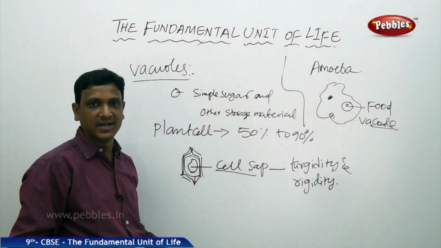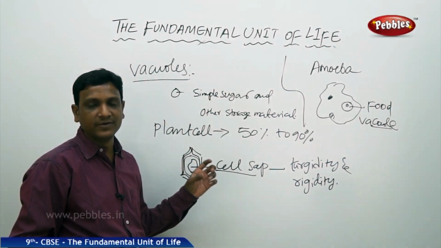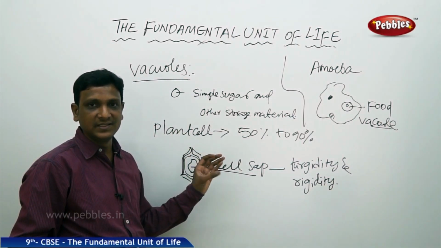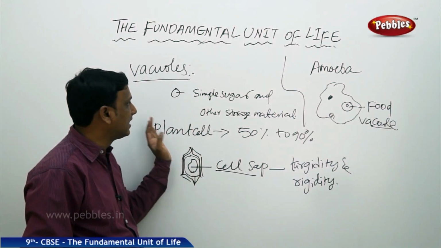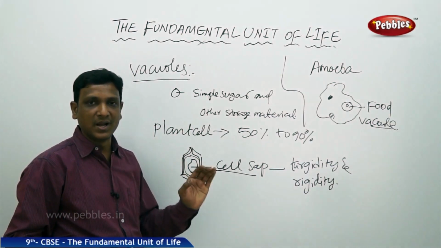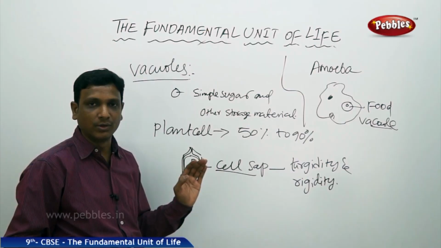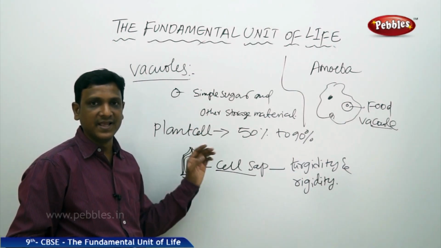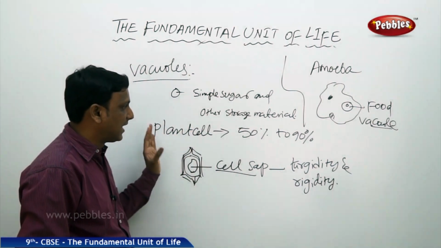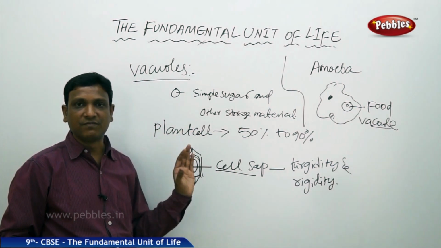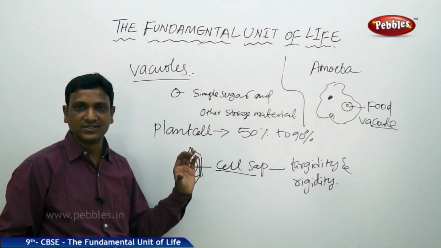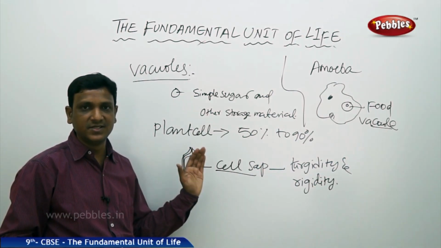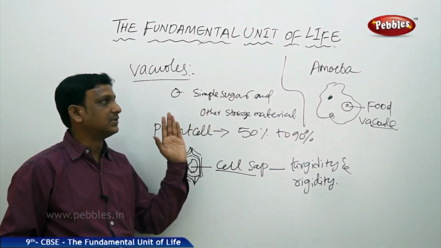And if you see in plants and animals, the vacuoles store different kinds of materials, especially in plants. Food materials are stored in reserve in the vacuoles. And plants also store important organic compounds, materials, amino acids in the vacuoles in their cells. If you see the plant cell structure, definitely you will find the vacuole taking a large space and filled with cell sap, which provides turgidity and rigidity to the plant cell. So that is about the vacuole.